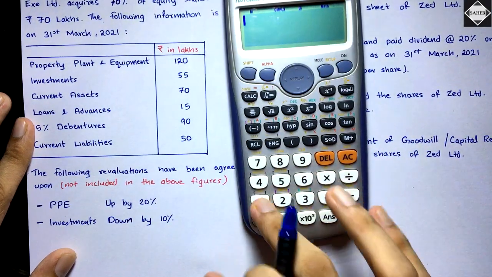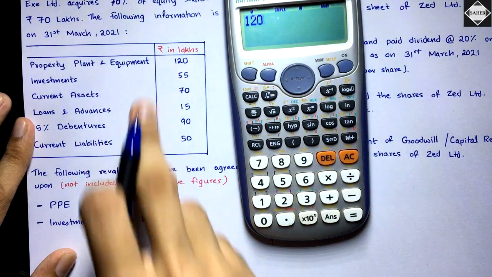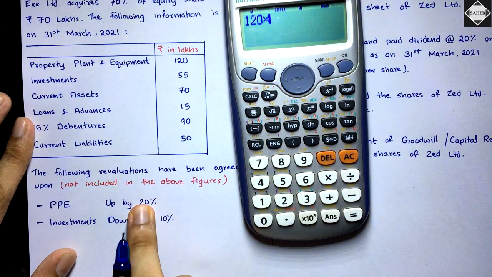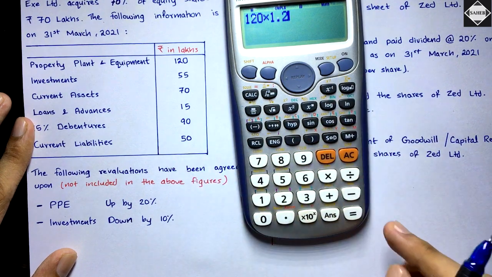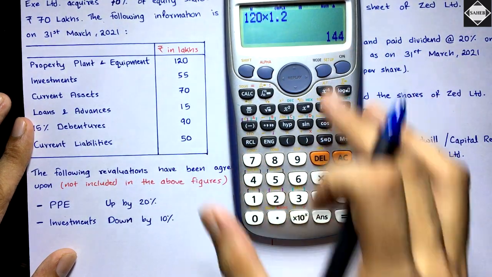So what has happened, see here, property, plant and equipment has been revalued upwards by 20% from 120. See here, PPE was 120 in the books, right? Book value. It has been increased by 20%. So how will you increase by 20%? Just multiply by 1.2, that is 120%. So if you just multiply, it's 144 lakh.